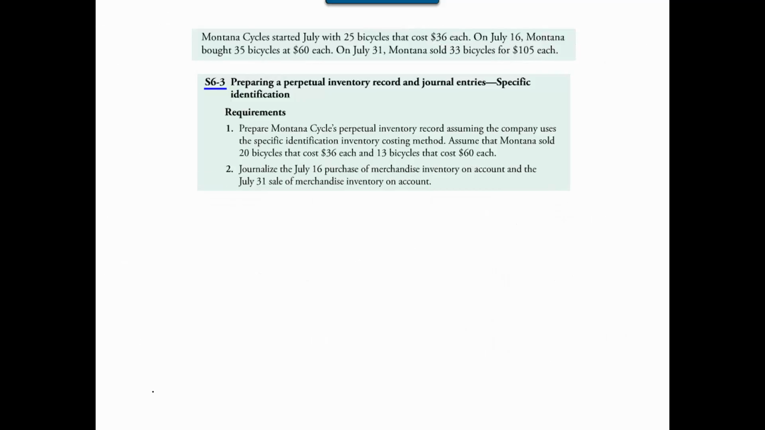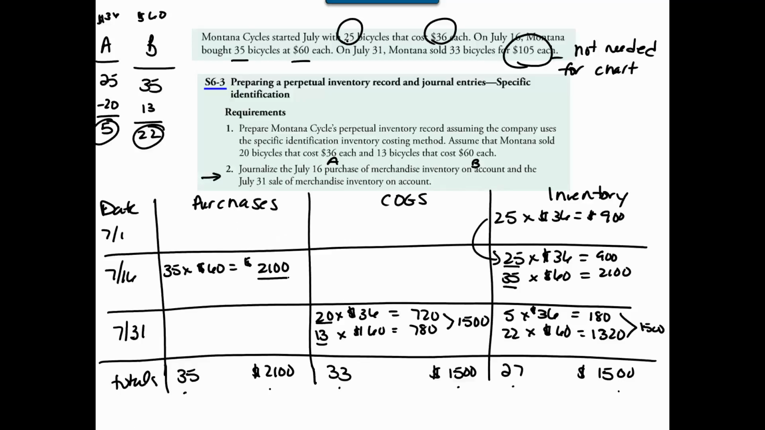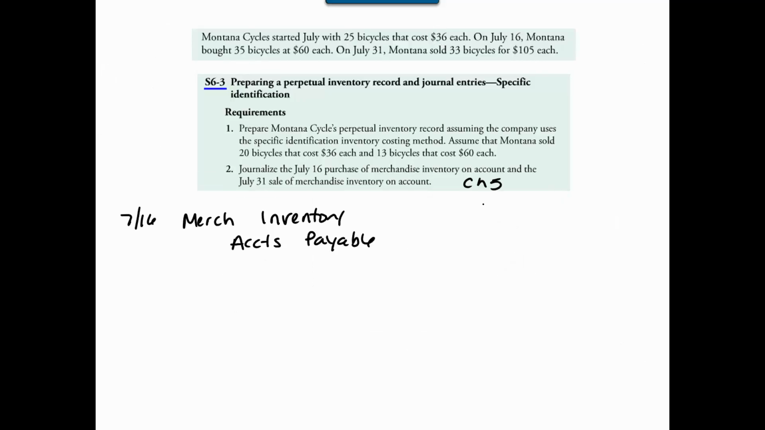And this is from Chapter 5, right? This is exactly what we did in Chapter 5. So the purchase on 7/16, when I make a purchase, I debit merchandise inventory, and I did it on account, so I credit accounts payable. And that is for this amount right here, $2,100. That's my purchase, which is the 35 bikes at $60 each. That's $2,100.